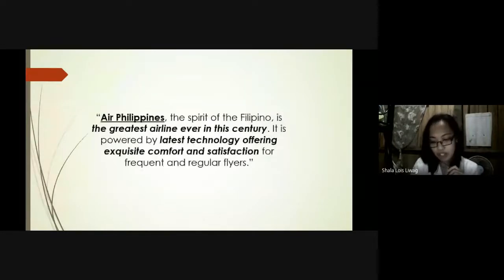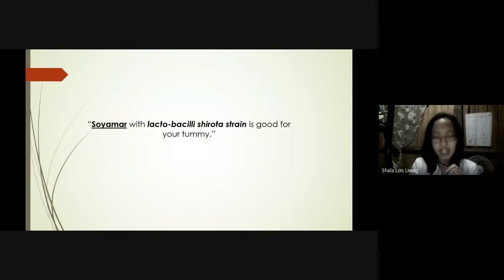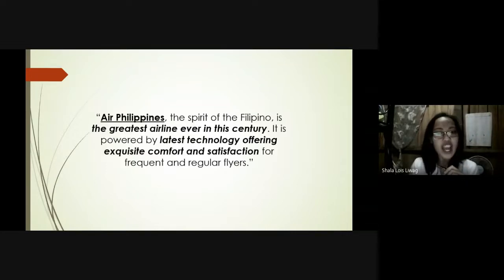An example of this is Air Philippines. The spirit of the Filipino is the greatest airline ever in this century. It is powered by latest technology offering exquisite comfort and satisfaction for frequent and regular flyers. It makes grand and vague claims, enough to persuade you but not giving enough information to question. Next, technical jargon. It uses familiar or highly technical terms to impress, confuse, or deceive customers or audience.